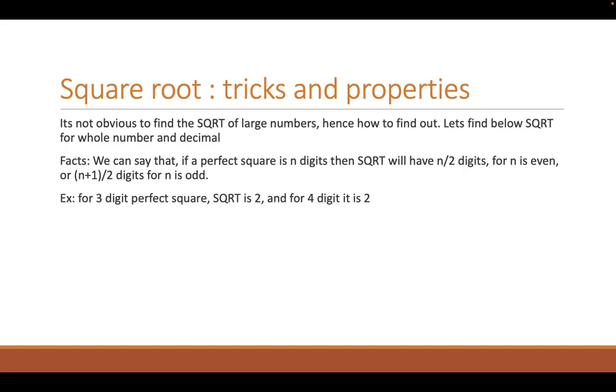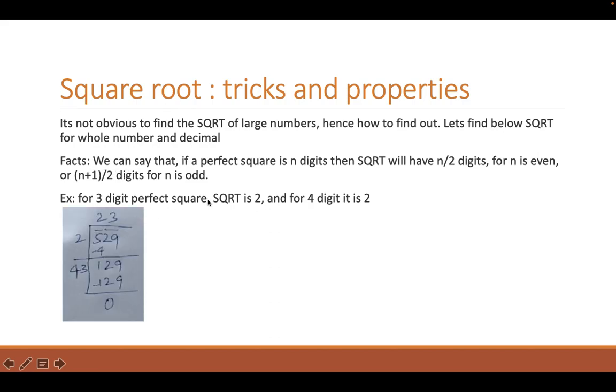Example here continued. For a 3 digit perfect square, the square root has 2 digits. If it is a 4 digit perfect square, then the square root will also have 2 digits. For 3 digits it is also 2, because for odd numbers it is n plus 1 by 2. It's just giving a simple example of what this fact means.